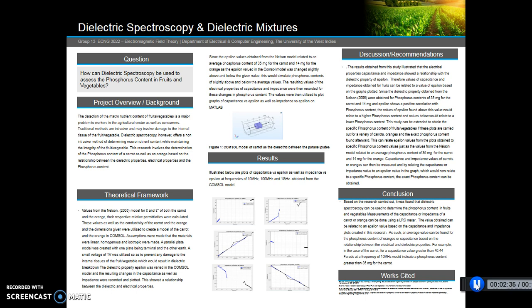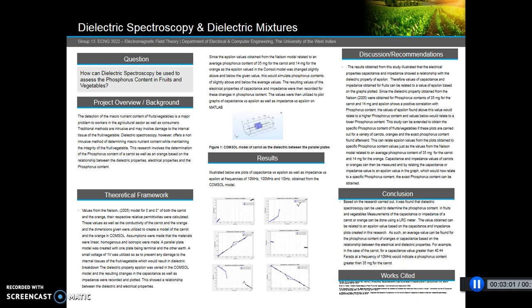These values were used to plot graphs showing capacitance versus epsilon and impedance versus epsilon using MATLAB. Within the results, you can see plots of capacitance versus epsilon as well as impedance versus epsilon at frequencies of 10 MHz, 100 MHz, and 1 GHz, obtained from the COMSOL model.